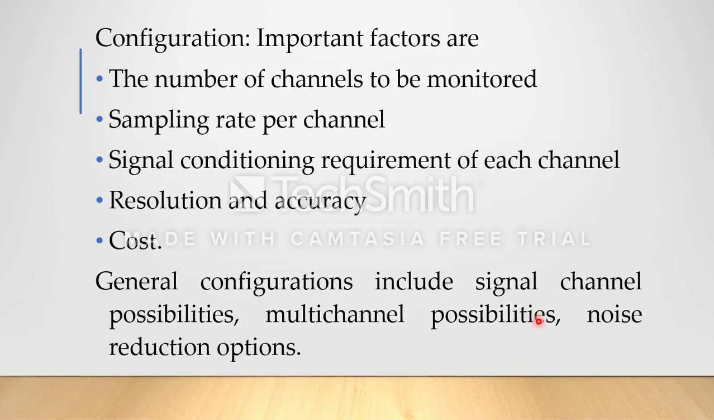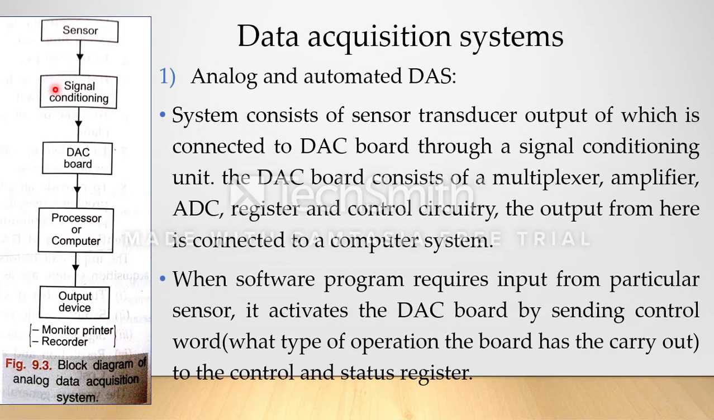Now the general configuration we have is single channel or multi-channel, and we also have some noise reduction, that is filters and integrating converters. These come under the noise reduction option. So these kinds of circuits we can have for a DAS, data acquisition system.